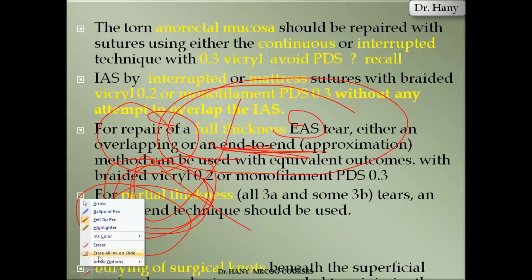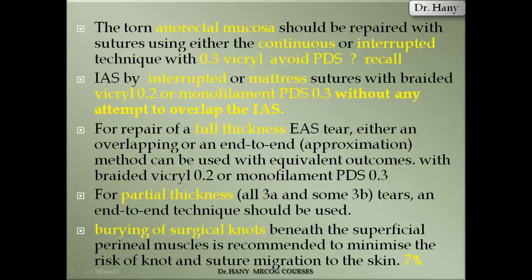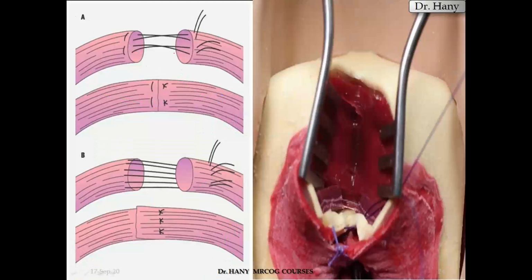Another trick is to bury the surgical knot because of the risk of migration. Burying the surgical knot under the superficial perineal muscle is recommended to minimize the risk of knot or suture migration, which is about 7%. How to do it? This is the external anal sphincter, complete cut.